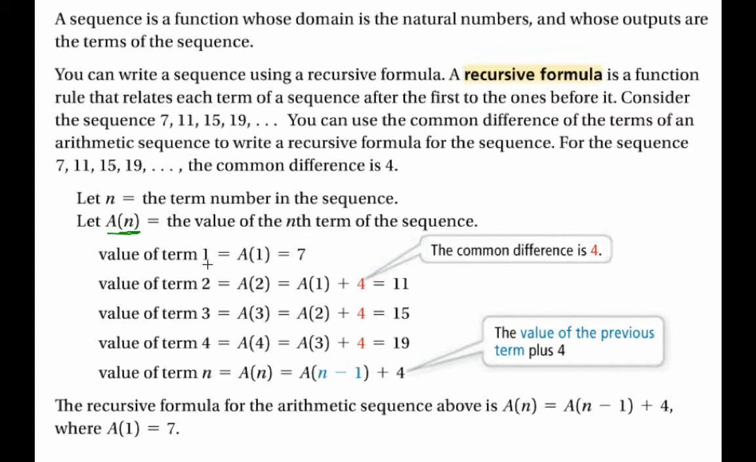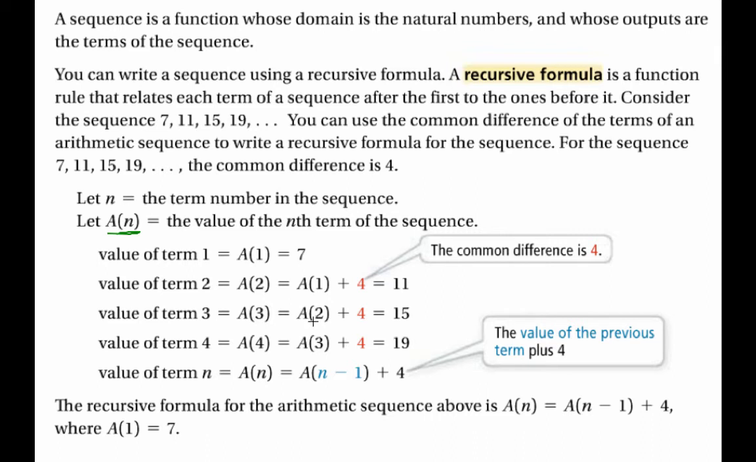So the value of term 1, the first term in the sequence, is 7. The value of term 2, the second term, A of 2, is the first term plus 4. Okay, so it's the term before it plus the common difference. So the value of term 3, which would be A of 3, is A of 2 plus 4, the term before it.